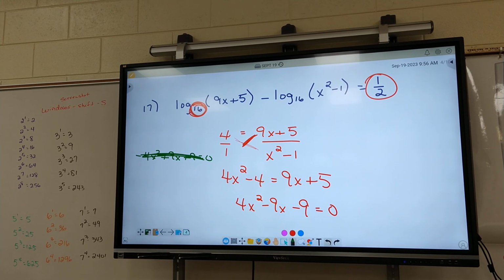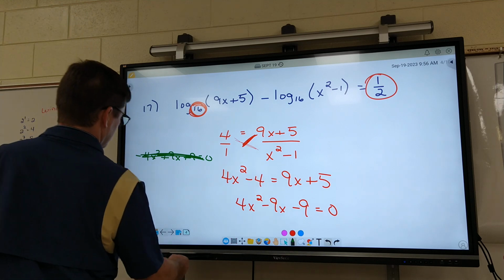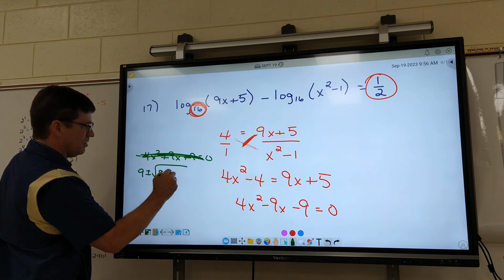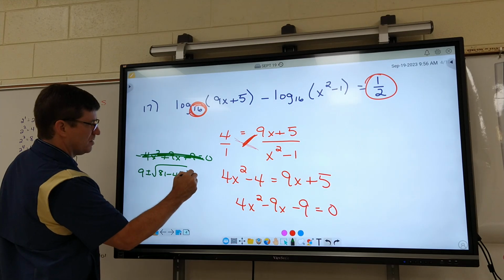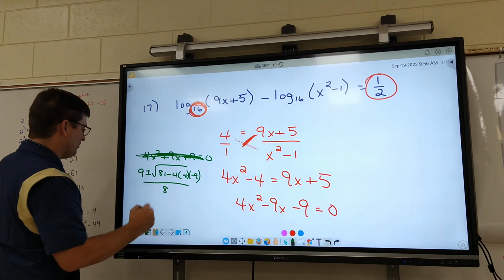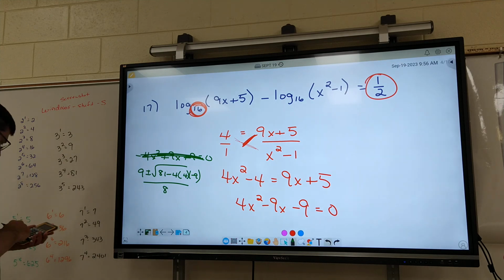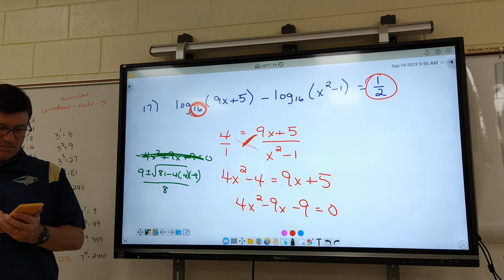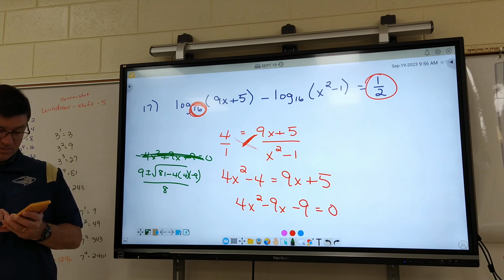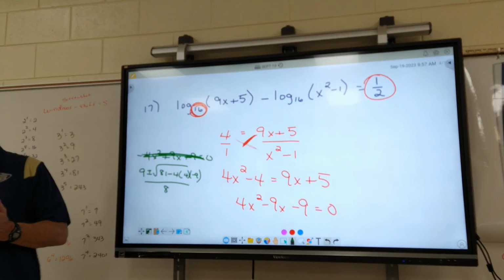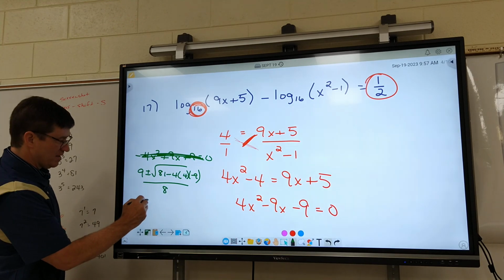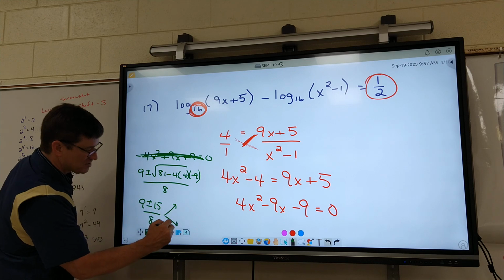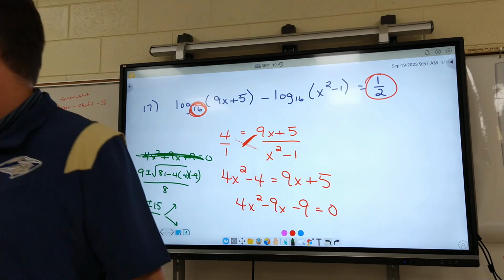So I got 9 plus or minus the square root of 81 minus 4 times 4 times negative 9, over 8. All right, so you take your calculator and plug it into the quadratic formula. 81 minus 4... I got 225. All right, so that changes into 15. Now, you guys find both answers and check both answers.